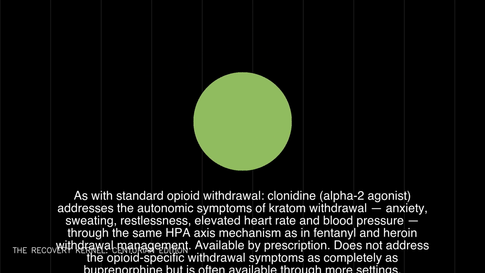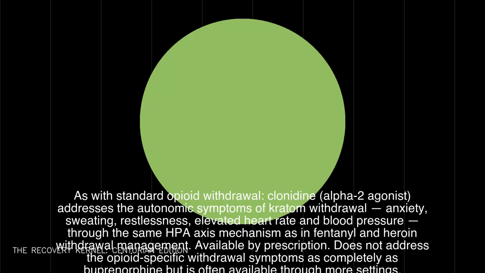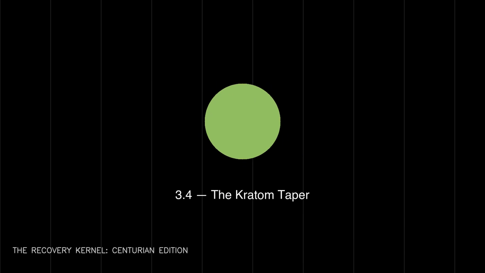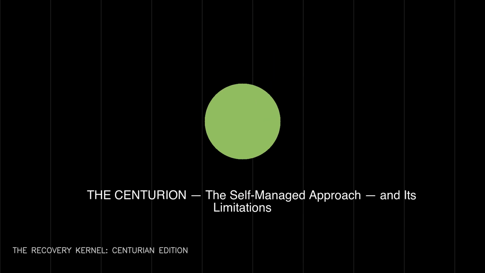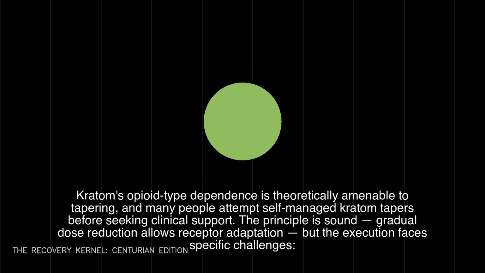3.4 The kratom taper. Classical building the centurion, the self-managed approach, and its limitations. Kratom's opioid-type dependence is theoretically amenable to tapering, and many people attempt self-managed kratom tapers before seeking clinical support. The principle is sound. Gradual dose reduction allows receptor adaptation, but the execution faces specific challenges.